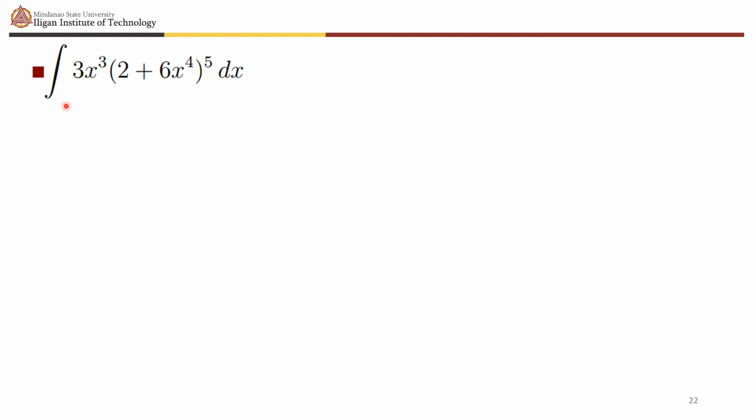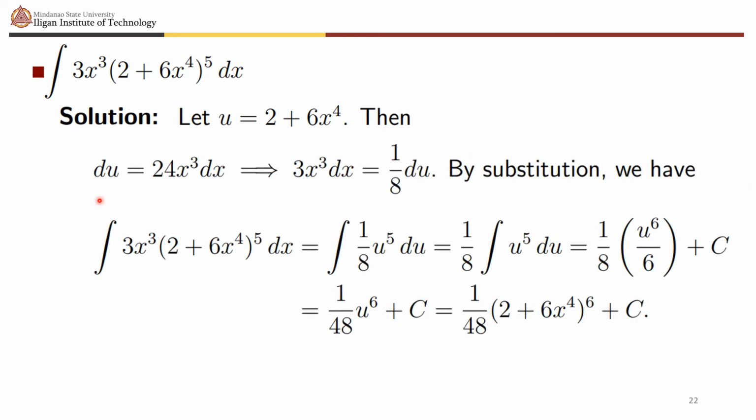So our next example is we're asked to evaluate the integral of 3x cubed times the quantity 2 plus 6x to the 4th, raised to the 5th, dx. Now what do we do here? We let u be equal to the quantity 2 plus 6x to the 4th. Then, if we take the derivative of u, the derivative of 2 is 0, and the derivative of 6x to the 4th is 4 times 6 x cubed dx.